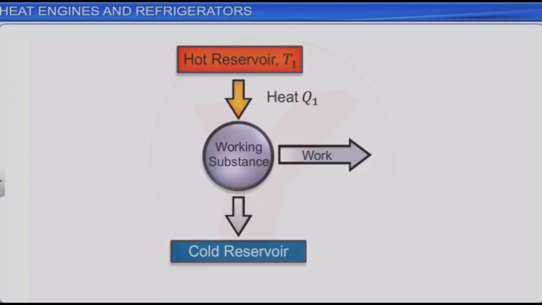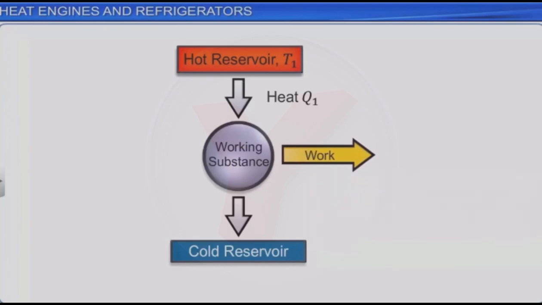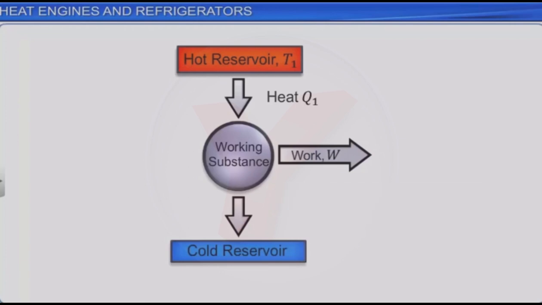After absorbing heat from the hot reservoir, the working substance does some work on the surroundings and converts part of the heat absorbed into mechanical energy. Let the work done by the system be W. At the end, the working substance rejects some heat to a cold reservoir, maintained at a low temperature, say T2. Let the heat rejected to the cold reservoir be Q2.